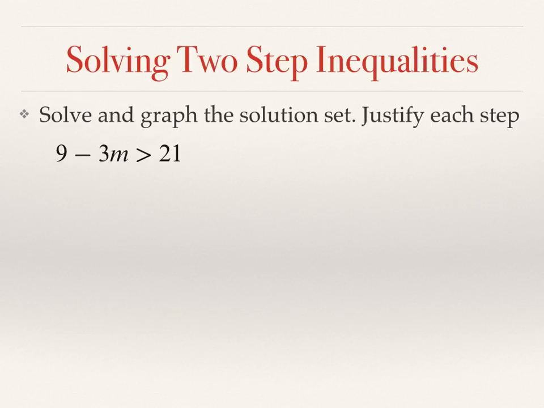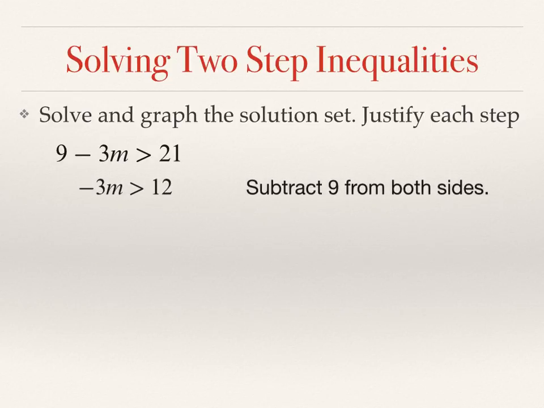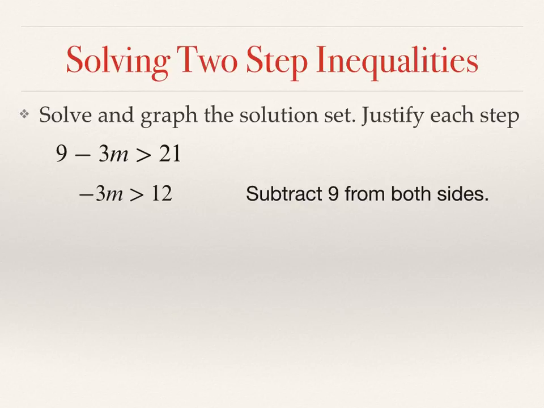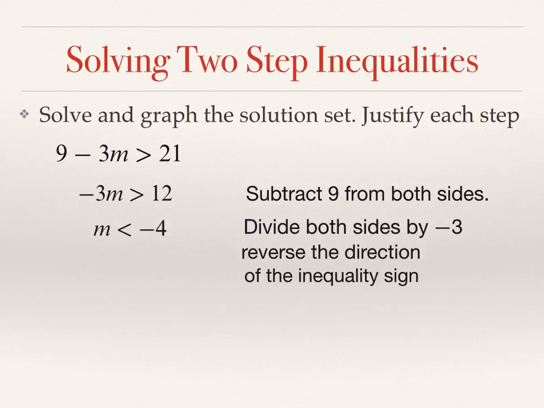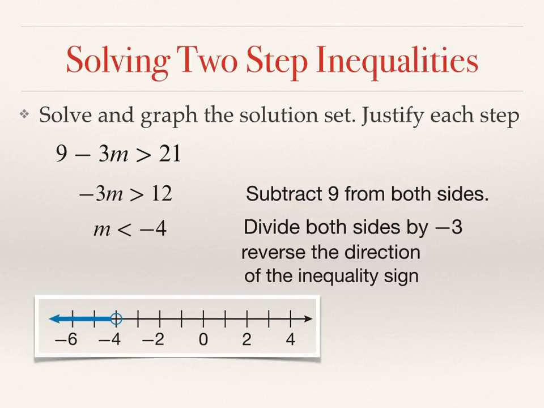We want to isolate the variable m, so we could subtract 9 from both sides. But now be careful, when we divide by -3, remember we need to reverse the direction of the inequality sign. So we'll get m is less than -4. And therefore our solution set on the number line will be an open circle at -4 and everything to the left. So just be reminded, whenever you multiply or divide an inequality by a negative, you must reverse the direction of the inequality sign.